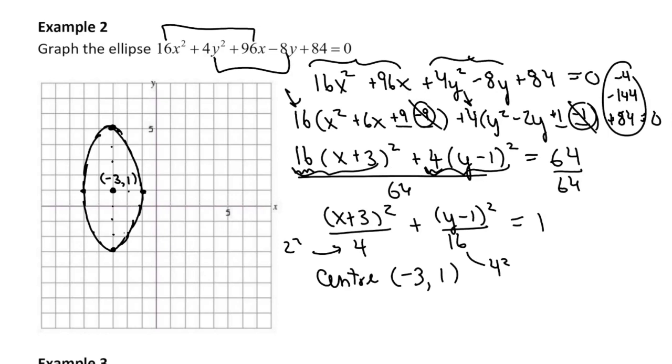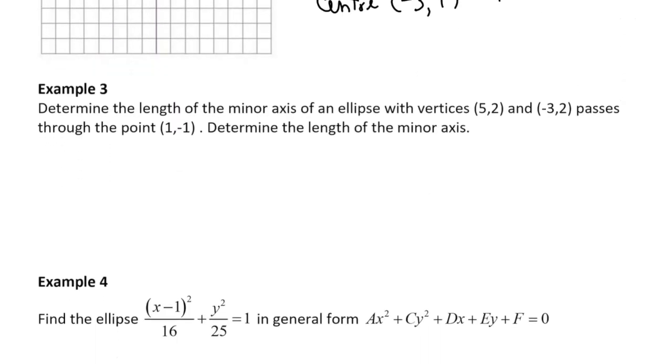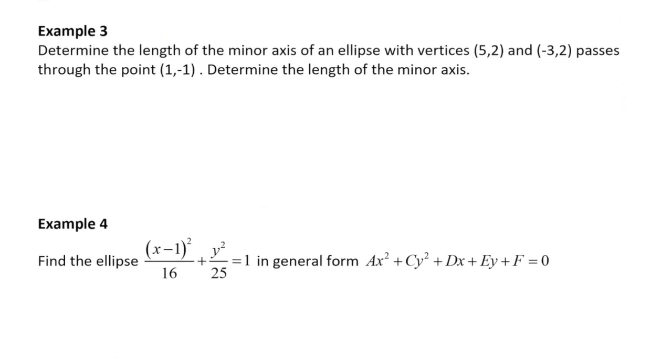Okay, moving on to example 3. Determine the length of the minor axis of an ellipse with vertices 5, 2, and negative 3, 2 that passes through the point 1, negative 1, and determine the length of the minor axis. I'm pretty sure we just asked that at the start of the question.